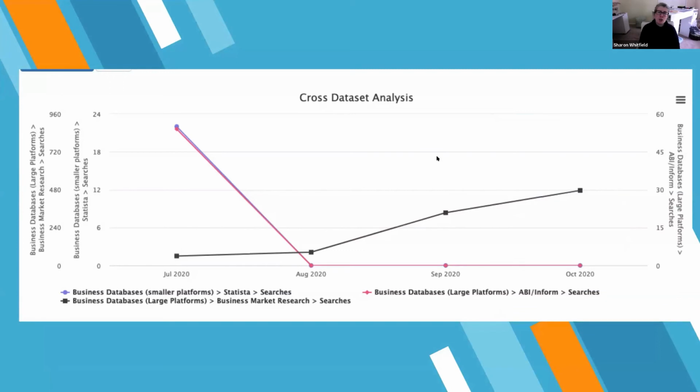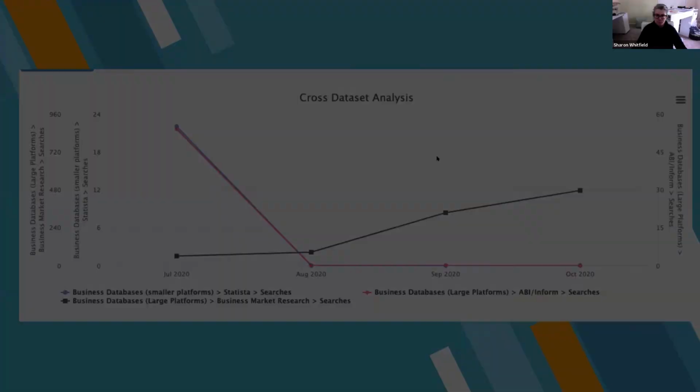You also can do a cross data set analysis, which is really nice in LibInsight too, because I can take a look at what we're doing, what's going really well with ABI Inform, which is a large platform, versus Statista versus Business Market Research. And I can see how the different databases are performing, if they are performing, and how well they're performing.